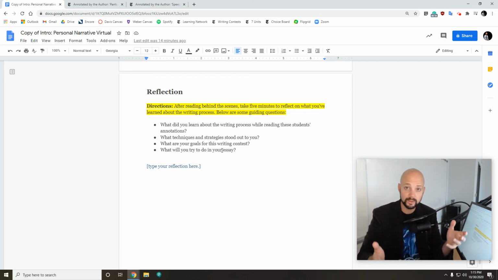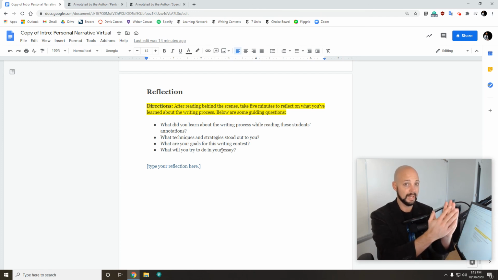What are your goals for this writing contest? Are you just going to write it to submit it to me, get the points, and check it off a list? Or are you going to challenge yourself, really push yourself, and become a better writer and write something that you're proud of and see if you can get it published in the New York Times Learning Network? What are your goals for this? And what will you try in your own essay?